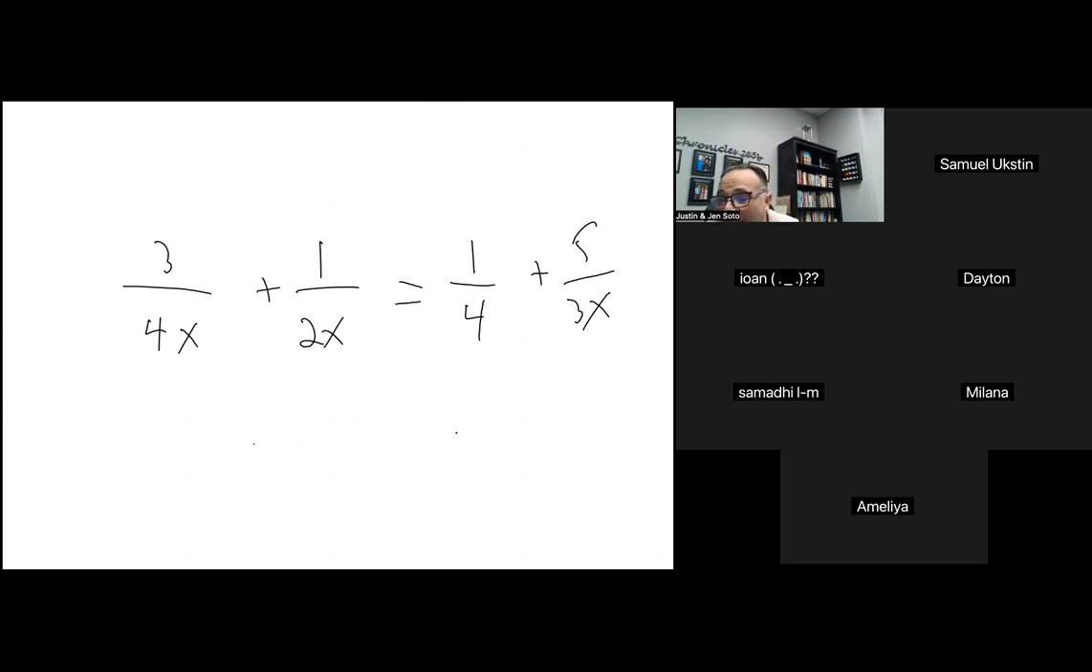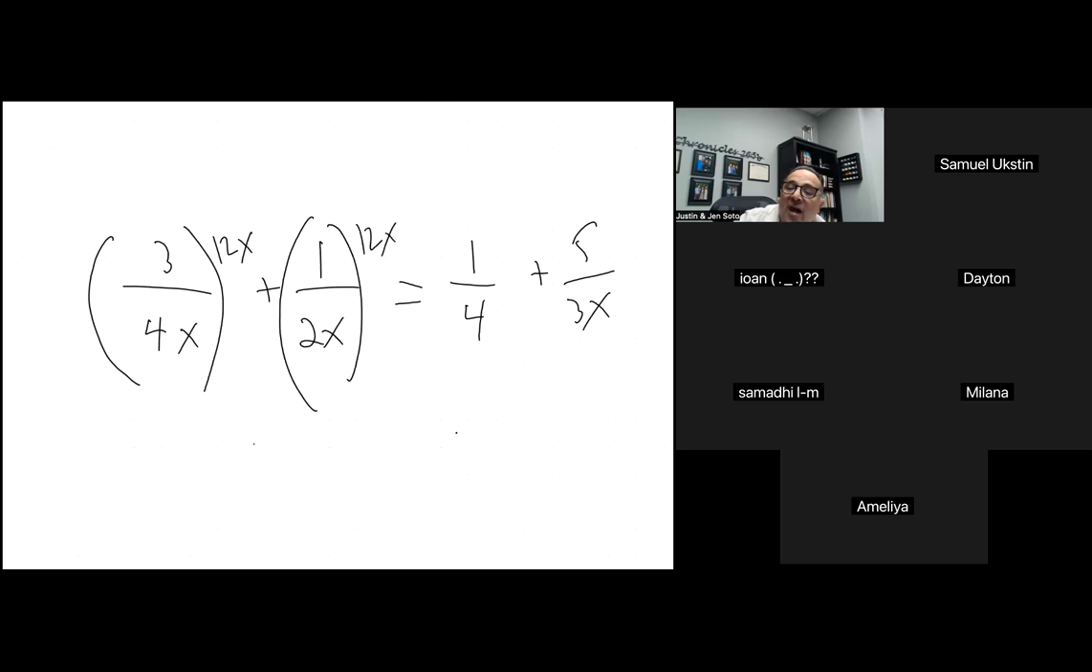I also have an x here that I have to clear out as well. So because of that, I have to multiply each spot by 12x, because I have to clear the x's out of the denominators. And if there's a denominator, it's like an inverse operation in some senses. So what that does is it allows me to clear out the denominator. Okay, now watch. This x and this x cancel out.